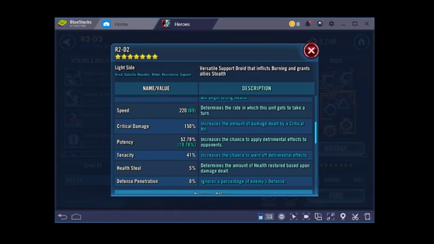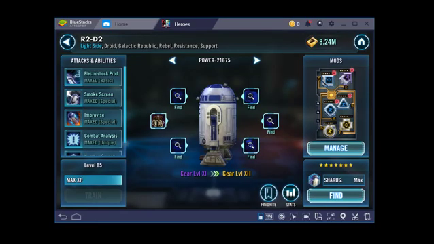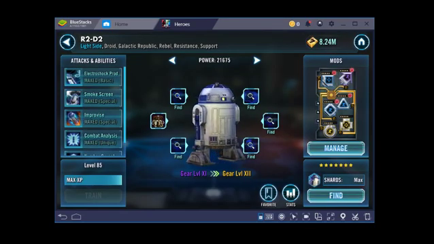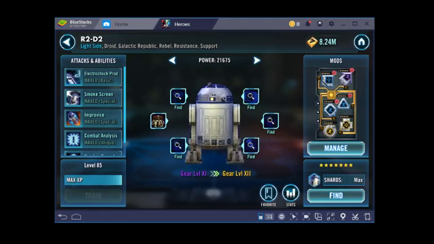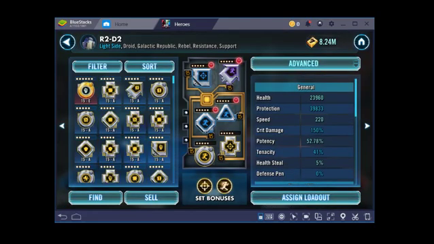This is not a great speed boost for using up 4 slots. Now, if I have a good speed set that has a lot of speed on it, a lot of secondaries with speed, then this is a worthwhile investment. Although I'm not sure that if I had a good speed set like that, I would put it on R2 because there are other characters that need speed even more. That's the key. You want to think about what these sets are actually giving you.